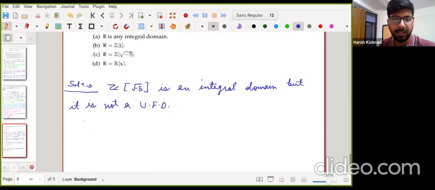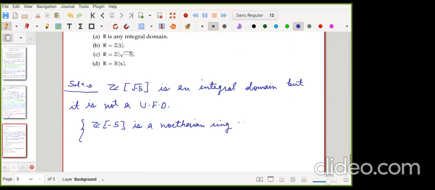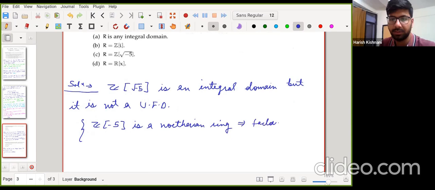One thing is clear, right? That it's a Noetherian ring. So Z[root of -5] is a Noetherian ring. So for a Noetherian ring, the factorization at least exists. Or I should say finite factorization exists. But the problem that we will have is the uniqueness.